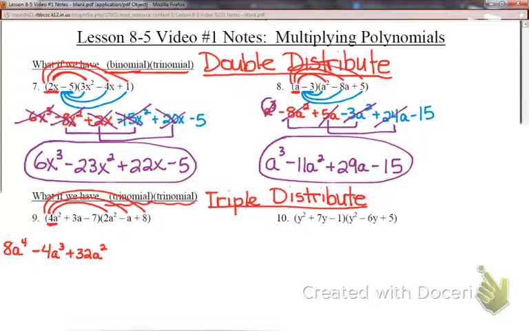So we distributed the 4a squared. Now we need to distribute the 3a. It's a positive 3a. So take that positive 3a times each item in the second parentheses. So 3a times 2a squared is positive 6a to the third. 3a times negative a is going to be negative 3a squared. 3a times 8 is 24a, positive 24a.